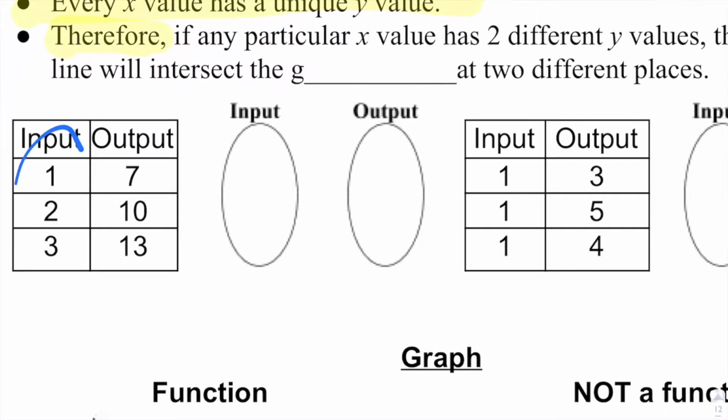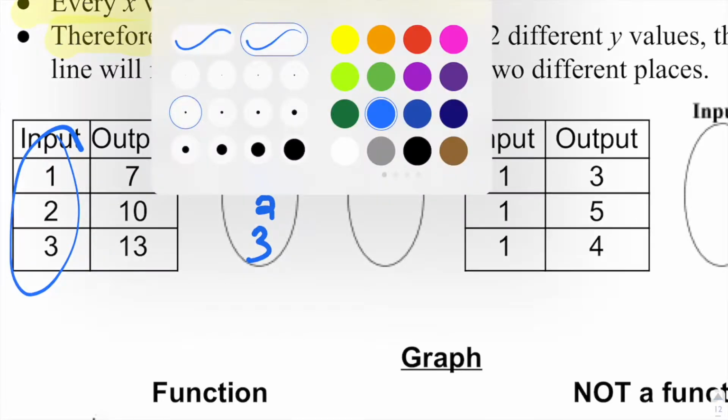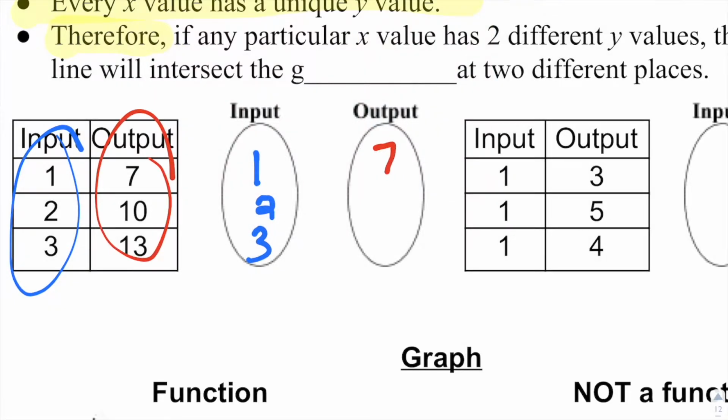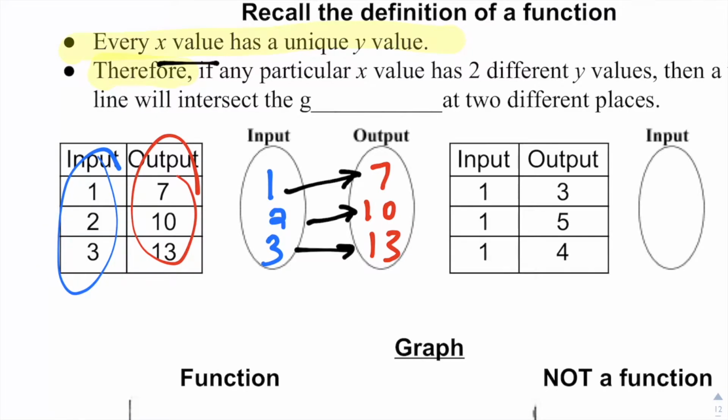Here we have our inputs, 1, 2, and 3. And here we have our outputs, 7, 10, and 13. Well, if we map this, our 1 outputs 7, our 2 outputs 10, and our 3 outputs 13. So for every x value, there is only one unique y value, so this is definitely a function.